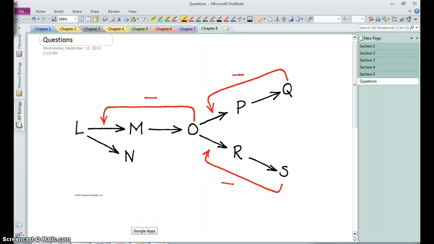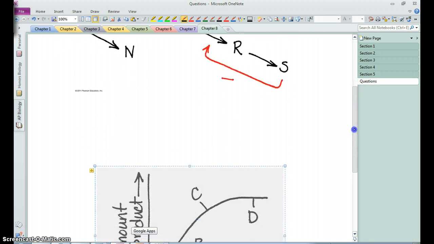So the question I have for you is, just by looking at this, does it make sense that Q would negatively inhibit the step between O and P, and that S would negatively inhibit the step between O and R, and that if Q were to go all the way back here and inhibit the step between L and M, that wouldn't make sense to you? Why does the scenario pointed out here make more sense than if Q or S were to inhibit the step way back at the beginning? Okay, think about that.